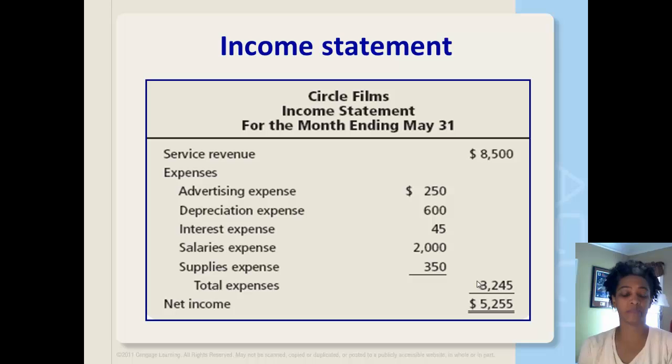So here's what our income statement is going to look like. Once we get all the revenues and expenses recorded and that adjusted trial balance prepared, we can produce financial statements. So first we're going to do the income statement, and that's what we see here.